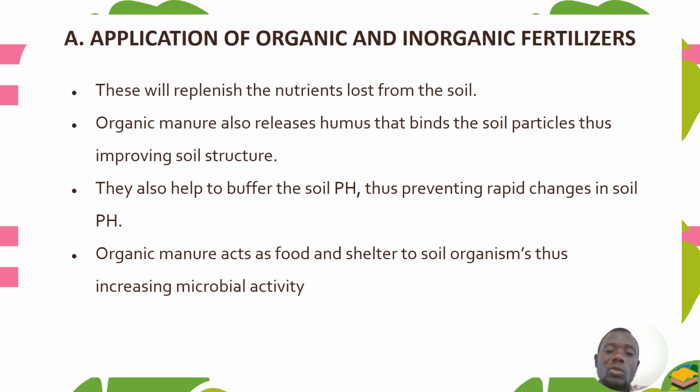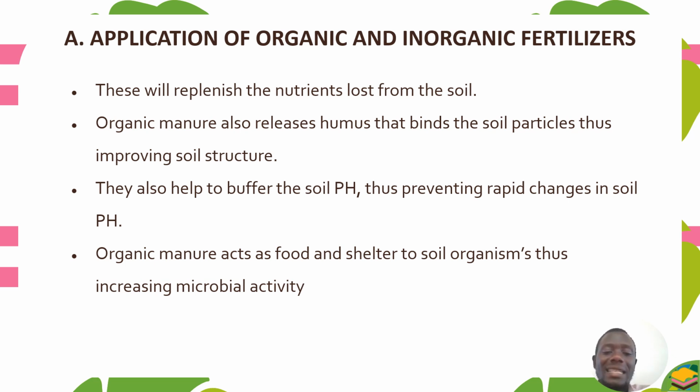So organic manure also releases humus that binds soil particles, thus improving soil structure. So if you apply organic manure, it means you're also improving soil structure, because that's what humus does. That humus binds the soil particles together. They also help to buffer the soil pH, thus preventing rapid changes in the soil pH. It means if you apply organic manure, it's not easy to change the soil pH. So it maintains the soil pH.